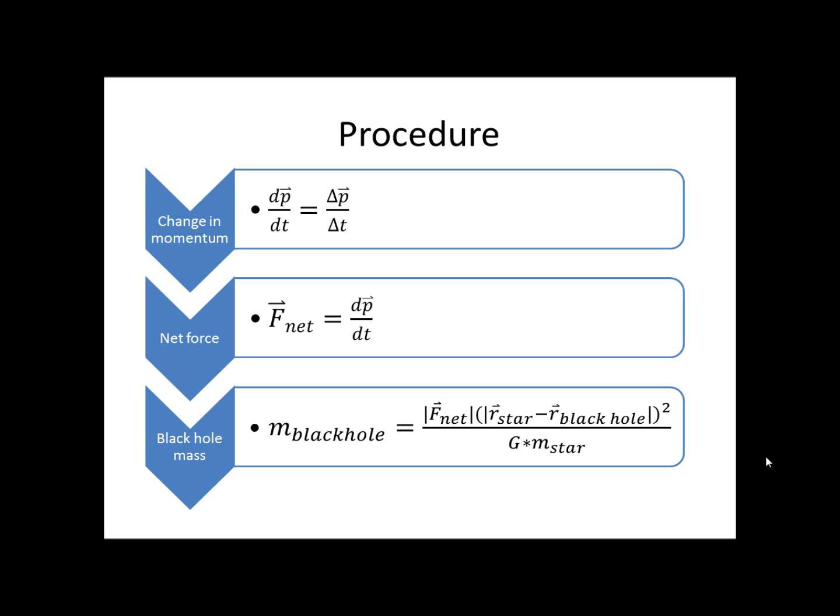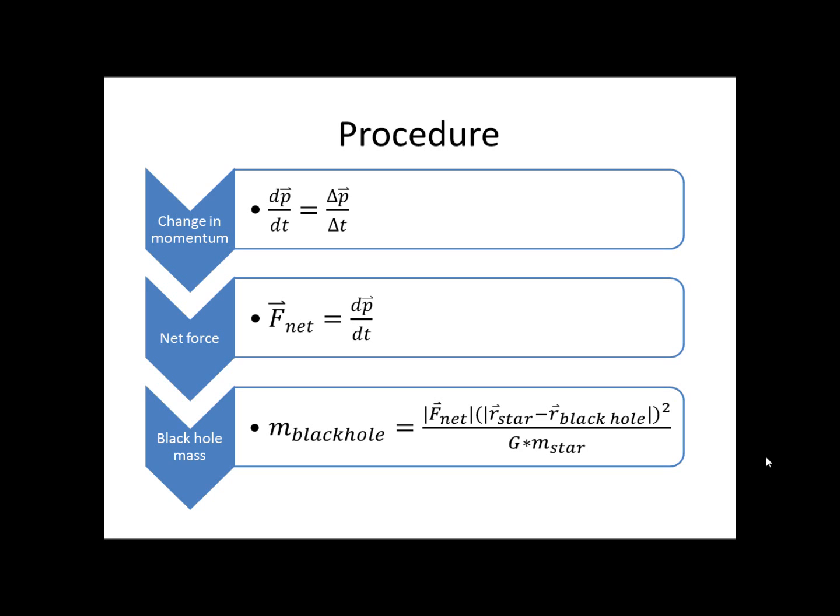Next, I found the rate of change in momentum by dividing the change in momentum by delta t. Since we know that the rate of change of the star's momentum is equal to its net force, I could then calculate the mass of the black hole using this equation. In this equation, I calculated the net force for each time step along the star's path in newtons, and r to be the distance in meters between the star and the black hole at each time step.